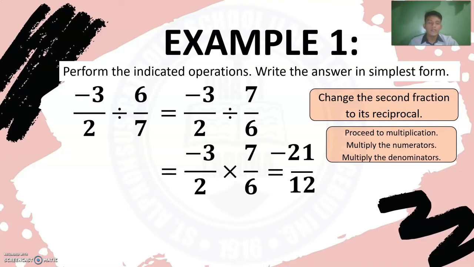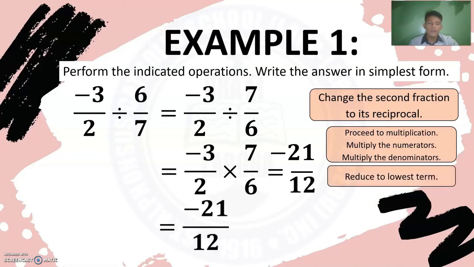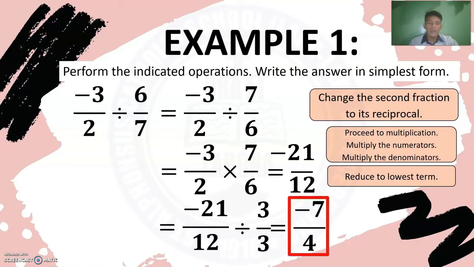We can reduce negative 21 over 12 to lowest form. Negative 21 over 12. To reduce that, we divide by 3 over 3. Negative 21 divided by 3 is negative 7. 12 divided by 3 is 4. And that is our final answer.